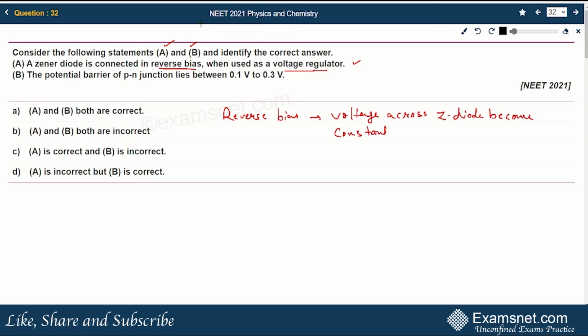Now, what is the second statement? It says the potential barrier of PN junction lies between 0.1 volt to 0.3 volt. The potential barrier is denoted by V naught. And the potential barrier of germanium is 0.3 volt, whereas the potential barrier of silicon is 0.7 volt. So as you can see, it is more than 0.3 volt. But here it says that it can be only 0.1 to 0.3. So this is not a correct statement. So only statement A is correct and B is incorrect. So option C will be the correct answer here.